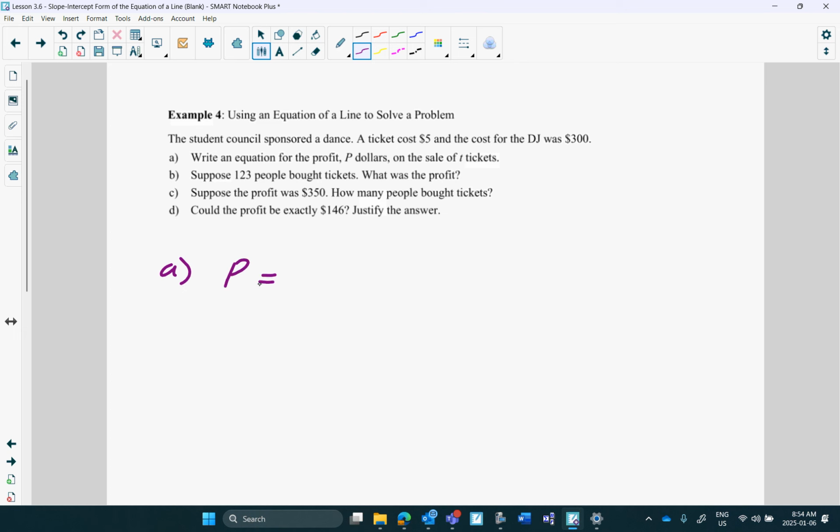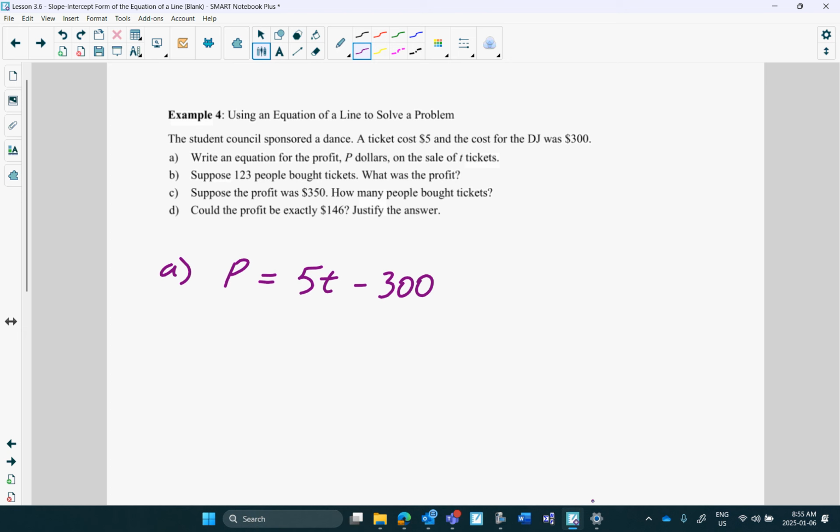How would I calculate the profit? How much does it cost for each ticket? $5. So that means however many tickets I sold, to get how much I made, I times it by 5. But then I got to pay the DJ. So am I adding 300 or am I subtracting 300? I have to pay the DJ. Isn't that coming out of my profits? Minus 300.